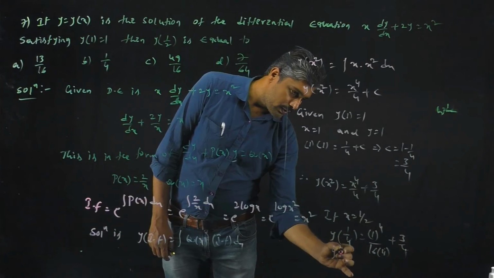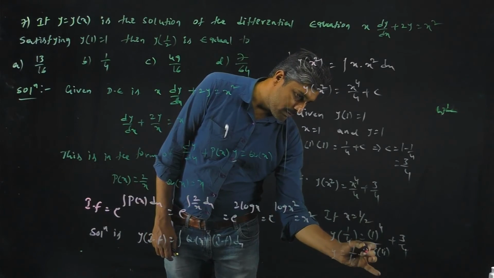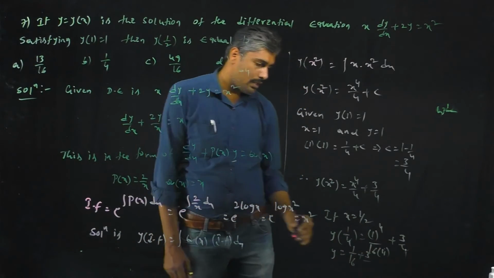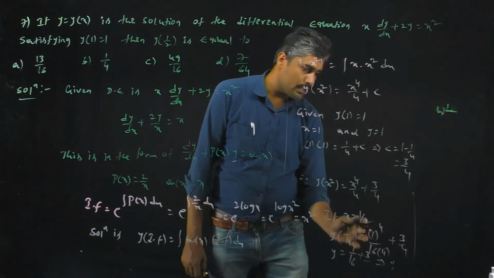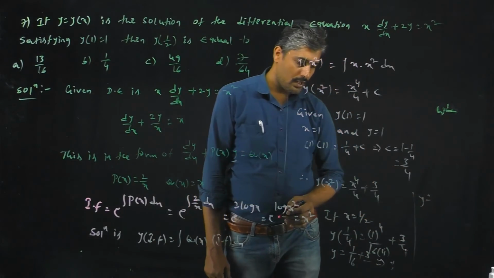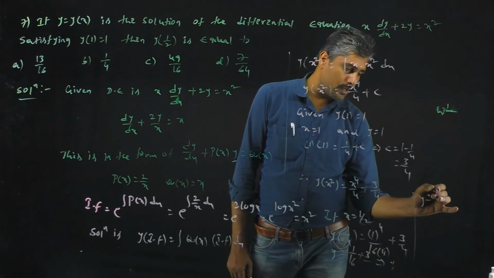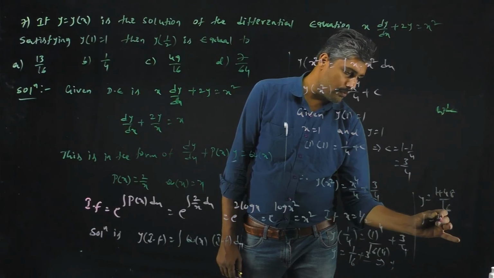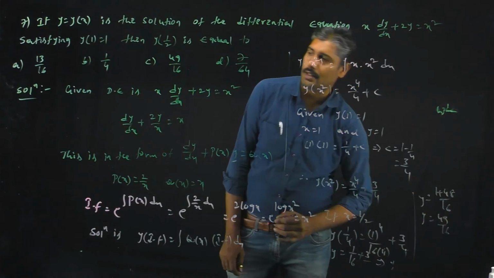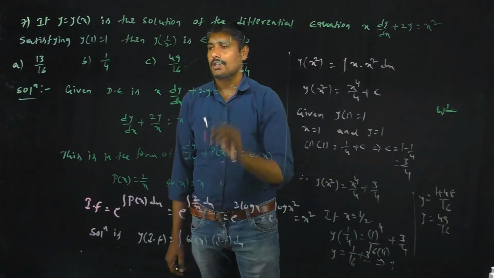Therefore, y equal to 1 by 16 plus 3. Then we take the LCM, y equal to, 16 3s are 48, 1 plus 48 by 16. Therefore, y equal to 49 by 16. That is the answer. Therefore, 49 by 16, option 3.